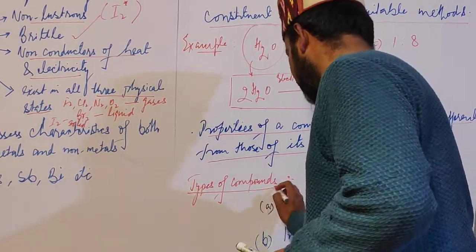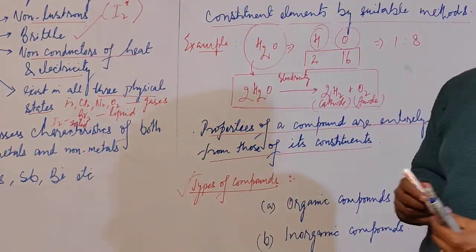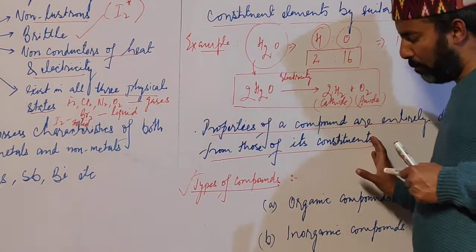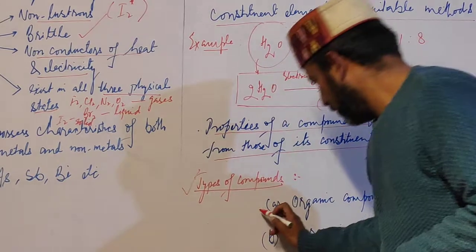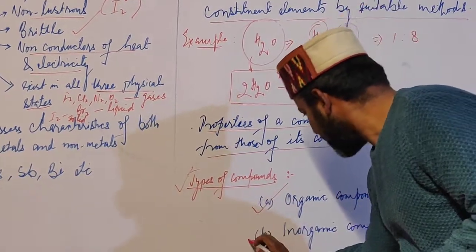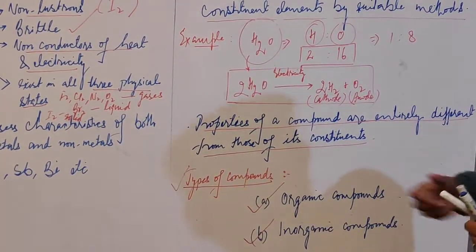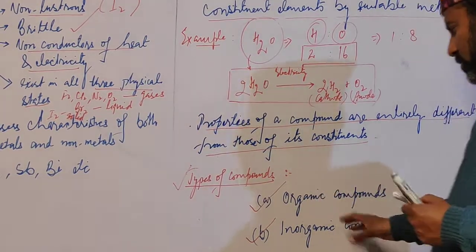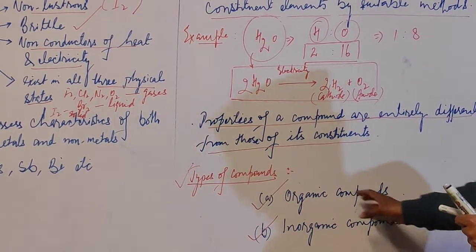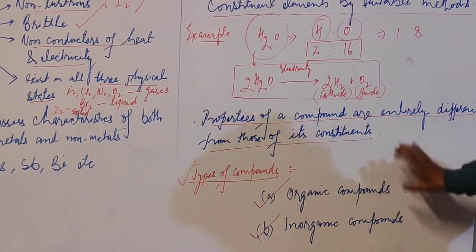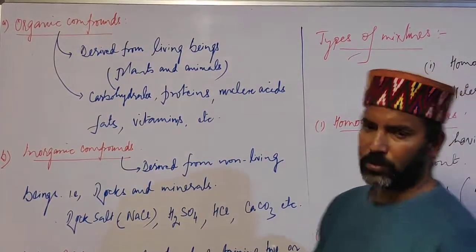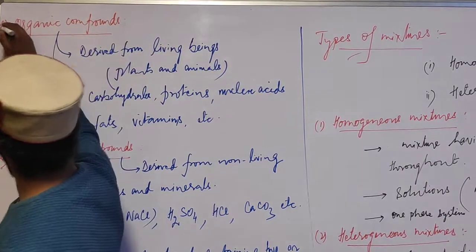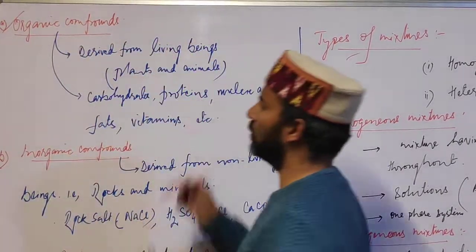Next we have types of compounds. So students, compounds are of two types: organic and inorganic compounds. Now first, what are organic compounds? This now I'll tell you. So students, the first type of compounds are organic compounds. And what are organic compounds?